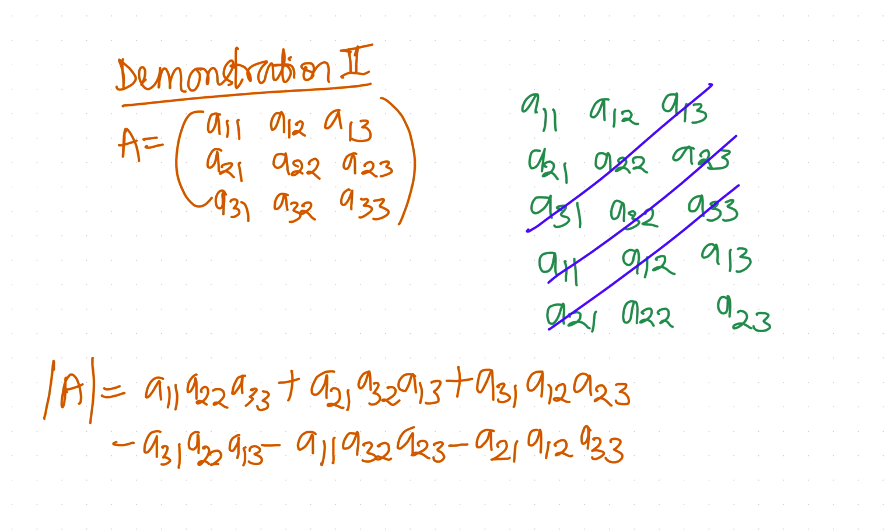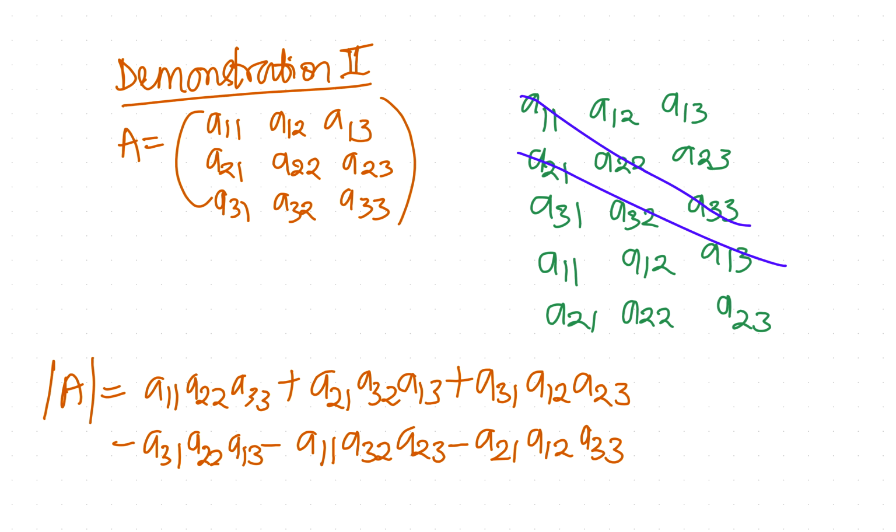So I mean, coming down now from the definition, right? You're coming from the top to the bottom first for the positives. So you have 1, 2, 3, you have 1, 2, 3, and you have 1, 2, 3. And that's why you have A11, A22, A33. This is what you have here. Then A21, A32, A13. That's what you have here. Then A31, A12, A23. That's what you have here.